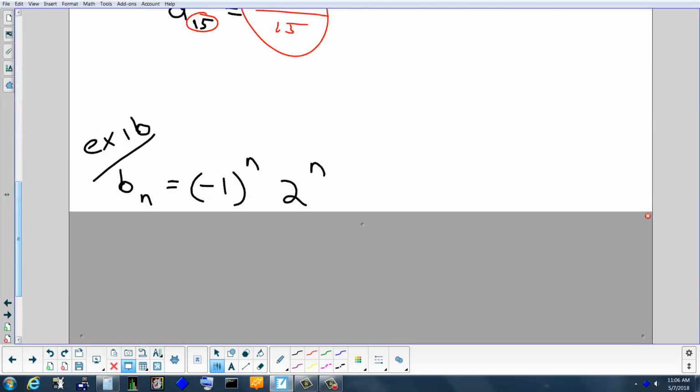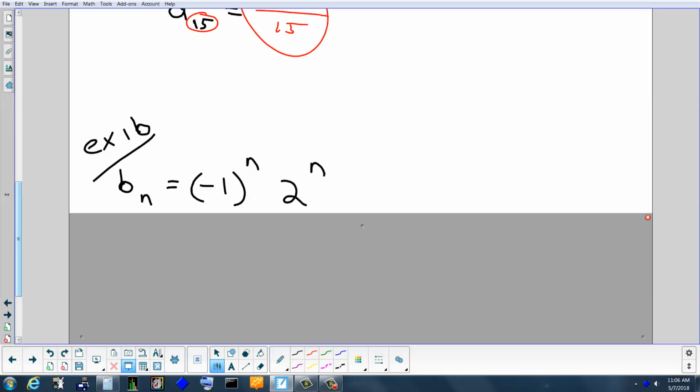All right, let's try this one. So this says -1 to the n times 2 to the n. What happens when you raise a negative number to a power? Actually, two things could happen. It depends on what the power is. If it's odd, it's negative. If it's even, it's positive.